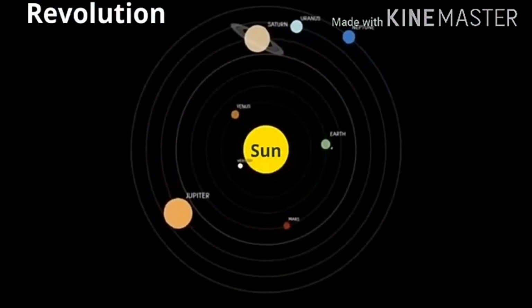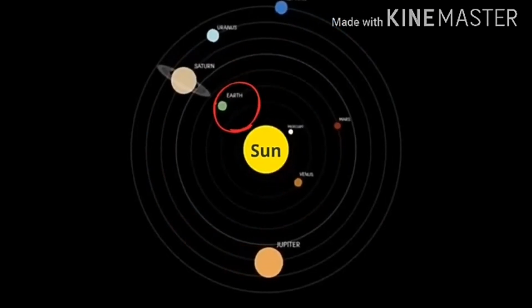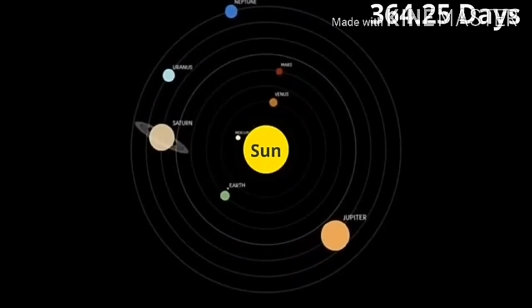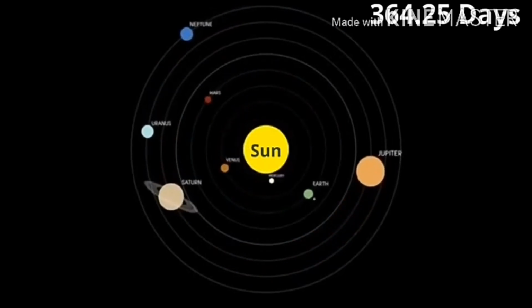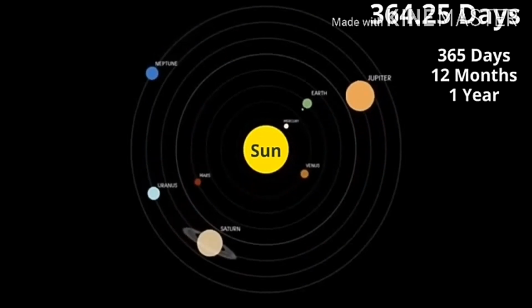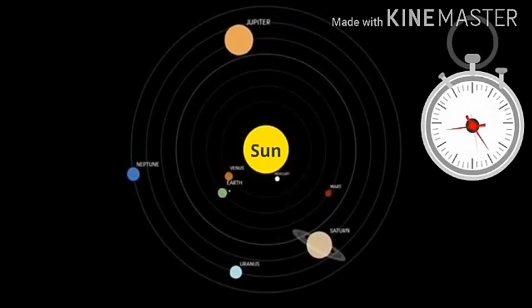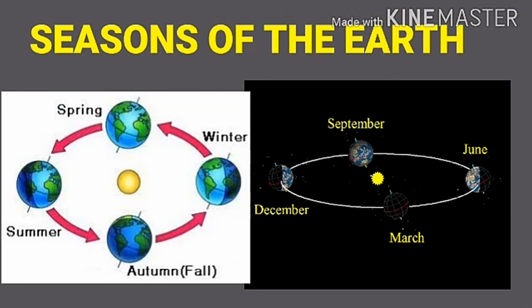In our former class on the solar system, we discussed the movement of the 8 planets around the sun. So the Earth revolves around the sun. The Earth and other planets revolve around the sun. And this revolution takes the Earth 365 1/4 days to complete. That is 1 full year. So the Earth revolves around the sun in 365 days.